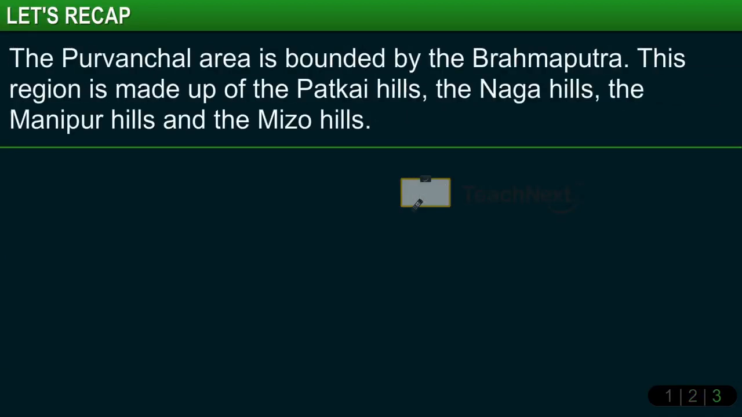The Puravanchal area is bounded by the Brahmaputra. This region is made up of the Patkai hills, the Naga hills, the Manipur hills, and the Mizo hills.